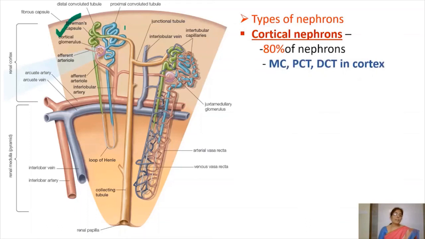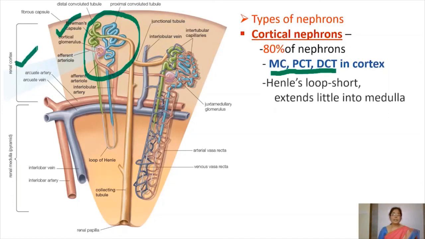So what are the features of cortical nephrons? Look at these parts. The main parts of the nephron: the Malpighian body, this pink colored one, the proximal convoluted tubule, blue colored, and the green colored distal convoluted tubule. These structures, the Malpighian capsule, proximal convoluted tubule, and distal convoluted tubule, are present in the cortex.